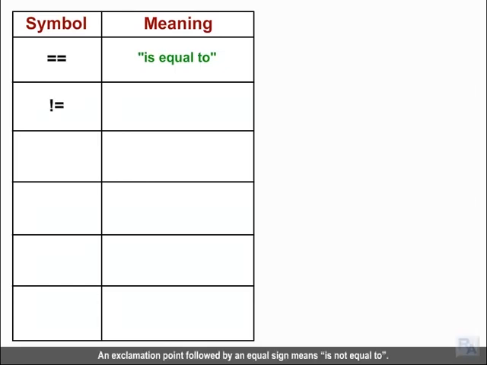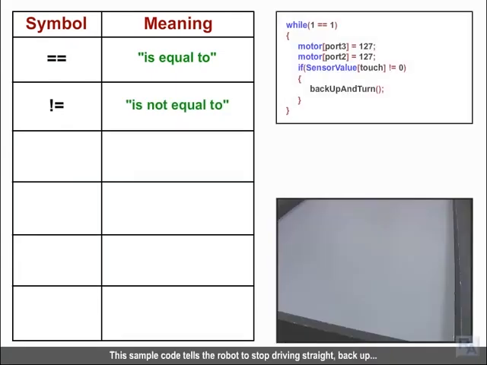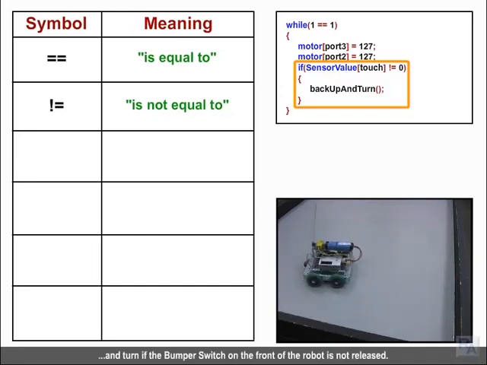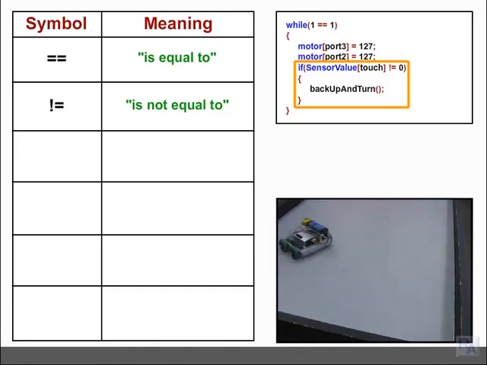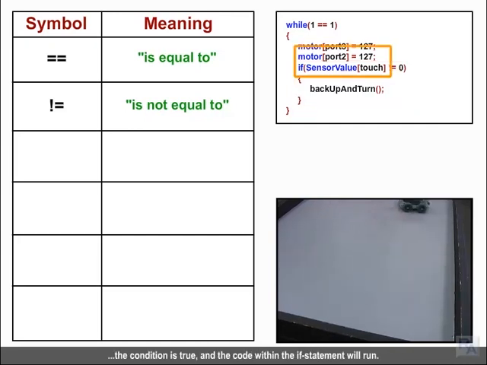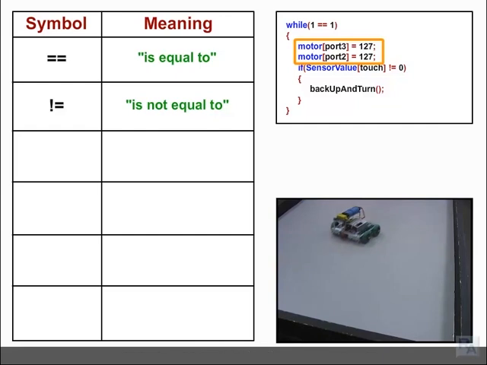An exclamation point followed by an equal sign means is not equal to. This sample code tells the robot to stop driving straight, back up, and turn if the bumper switch on the front of the robot is not released. As soon as the switch is pressed, the sensor value equals 1, the condition is true, and the code within the if statement will run.